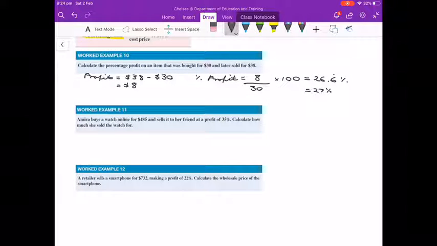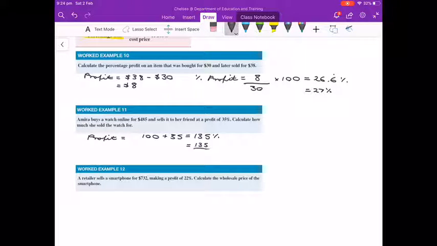Next example. Amira buys a watch for $485 and she sells it to her friend at a profit of 35%. Calculate how much she sold the watch for. So what we need to do is figure out how much she profited. Now to find her profit, we know that the watch was 100%, and we need to add on that additional 35%. So we're actually going to find 135% of the cost. We need to obviously divide that by 100 because that's going to turn our percentage into a decimal format.